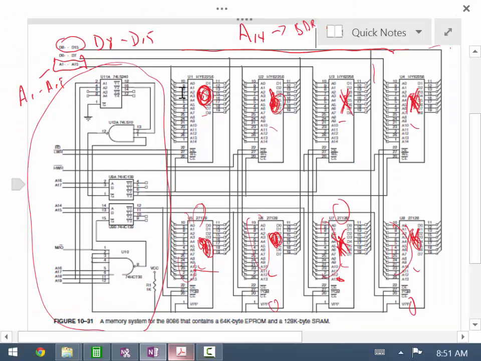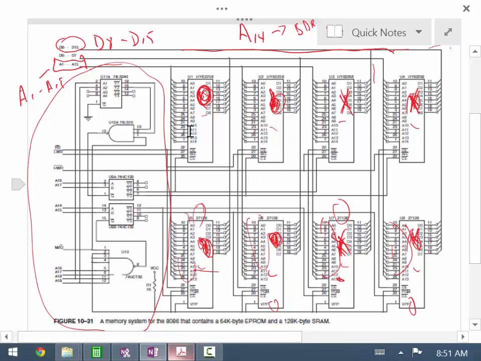But the A14 goes to these top chips. The bottom chips do not have an A14 connected to them. So whenever these bottom chips are used, then A14 is just ignored. It's not going to be looked at.